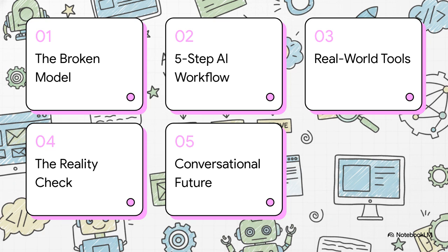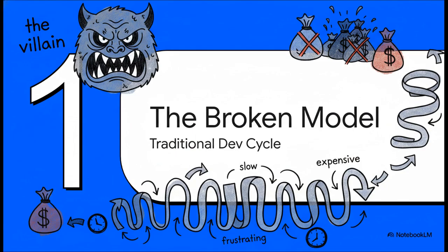Here's our roadmap for today. We'll start with the broken model of the past, run through the 5-step AI workflow, check out some real-world tools you can use right now, do a quick reality check, and finish up with the conversational future. Section 1, the broken model.